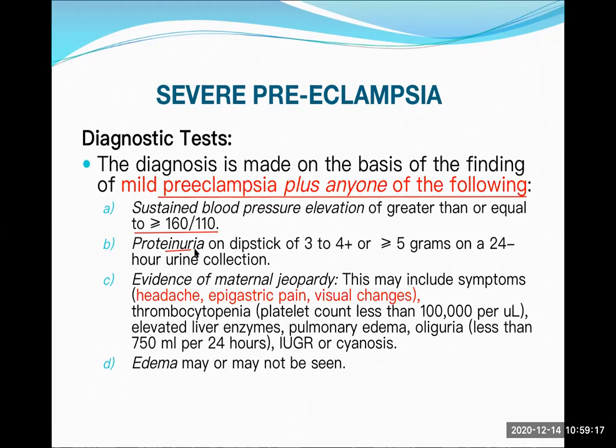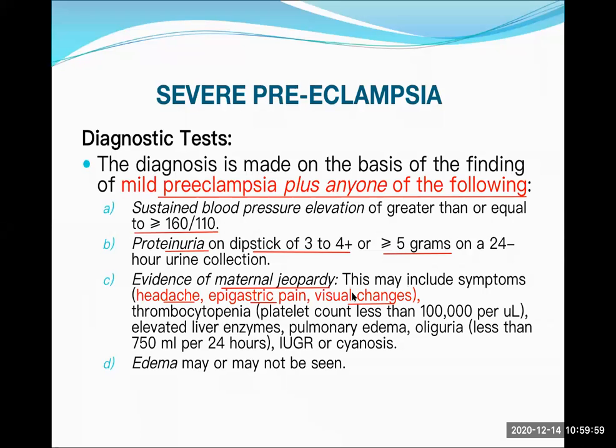Second is proteinuria. Now this proteinuria is a bit of massive one. On dipstick analysis, it should be 3 plus to 4 plus, or on a 24-hour urine collection sample, it should be equal to or more than 5 gram. This is a heavy proteinuria. Another evidence of maternal jeopardy means there is some problem in the mother already because of this preeclampsia, like headache, epigastric pain, and visual changes. Now, headache and visual changes are because of raised ICP, raised intracranial pressure because of hypertension.